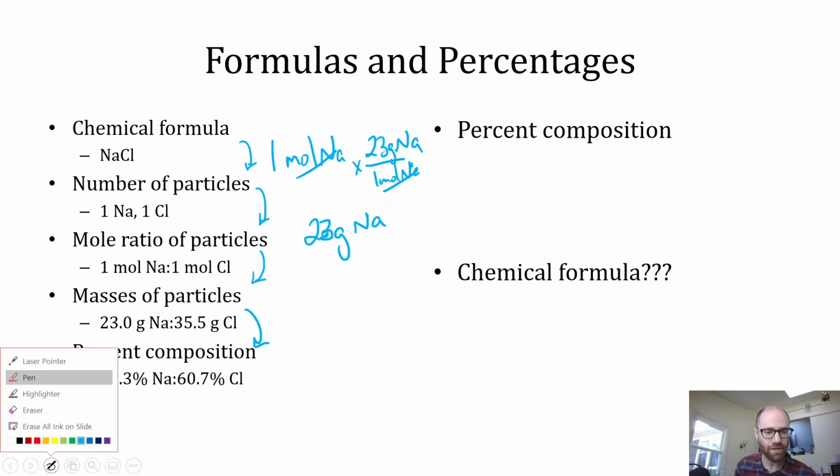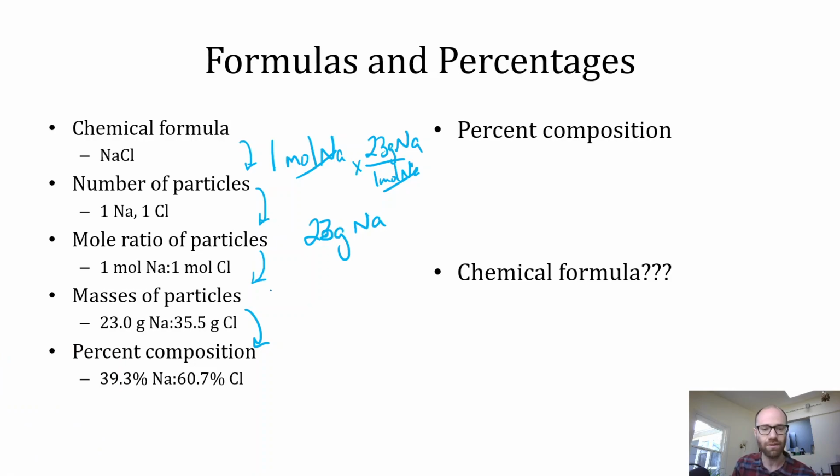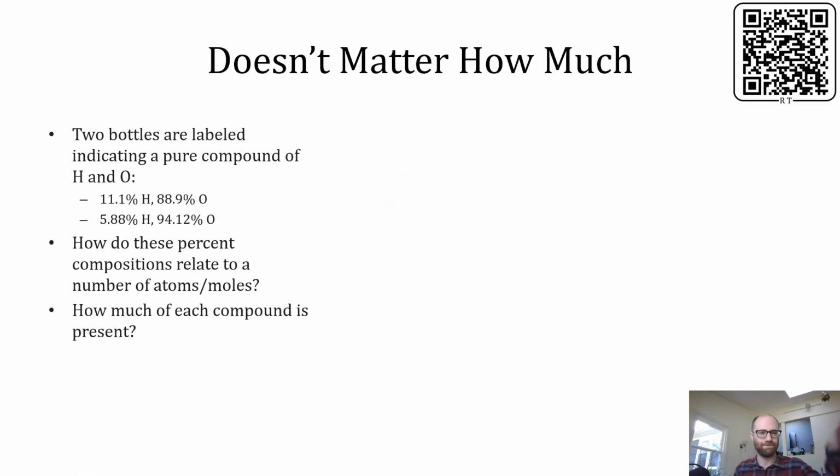Then, knowing all of that, is it hypothetically possible to work the entire process in reverse? Start with a percent composition, go through a number of steps, and land at a chemical formula? And the short answer is yes, but maybe not to the degree that you're hoping. So here's some example data. Two bottles are found in a lab, and they're both labeled as having a pure compound of hydrogen and oxygen, and here are your two percentages.